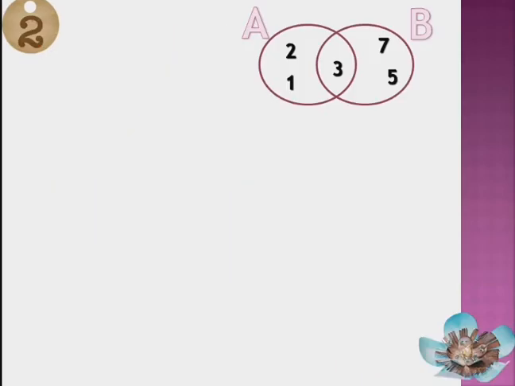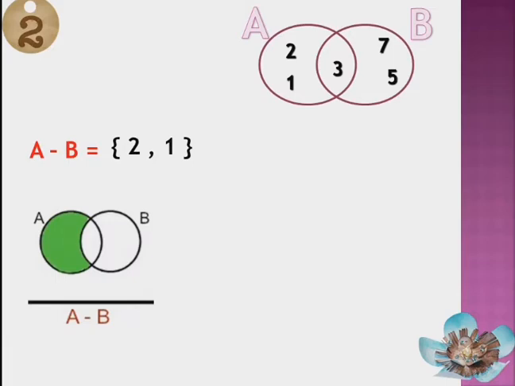In the second question, we have a Venn diagram representing the two sets A and B. If you need to find A difference B, what is the element in A and not belong to B? If you hide the set B, you will find two elements, 2 and 1. If we want to find A difference B, we will hide B to find the left elements, which is 2 and 1. And the green area represents A difference B.